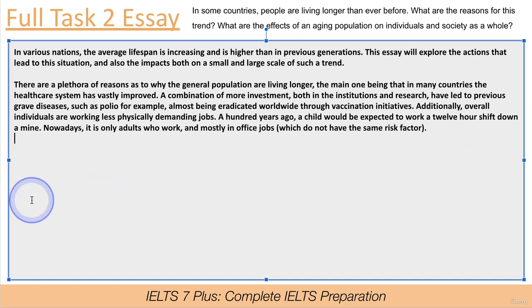Additionally, overall, individuals are working less physically demanding jobs. 100 years ago, a child would be expected to work a 12-hour shift down a mine. Nowadays, it is only adults who work, and mostly in office jobs, nice brackets, which do not have the same risk factor. Okay, I think that's good. Let's go on to the effects now for both the individual and society.